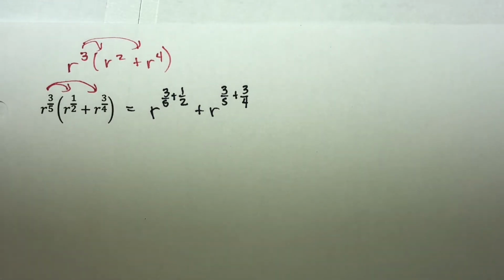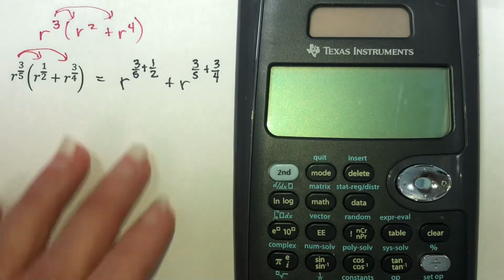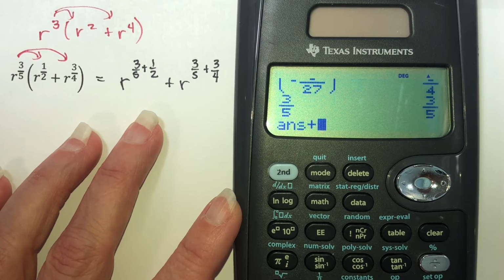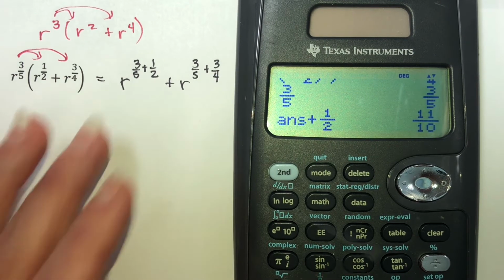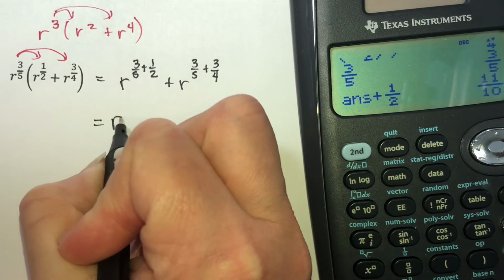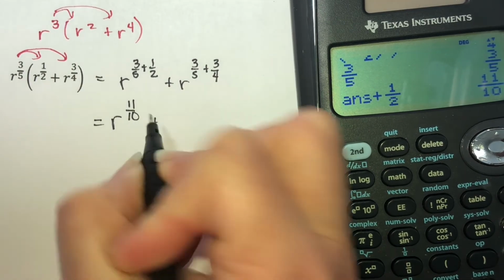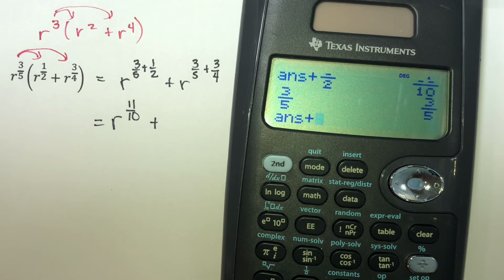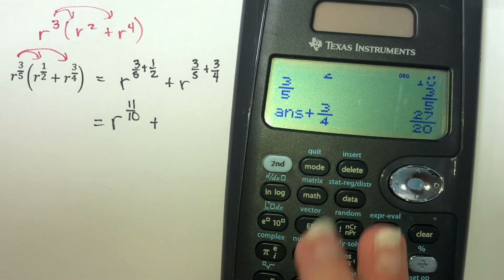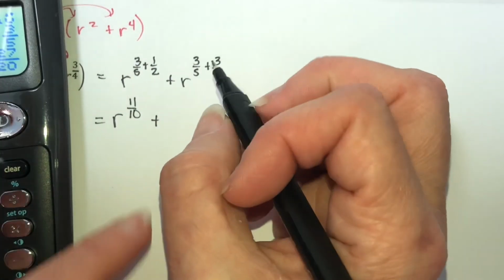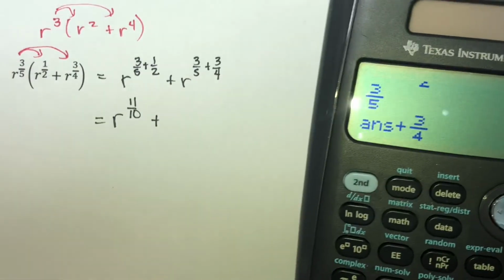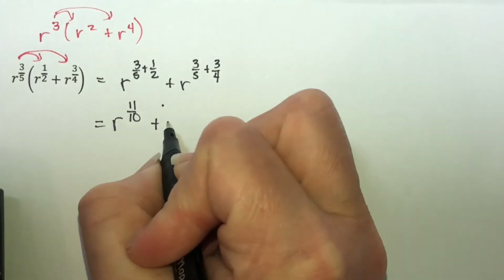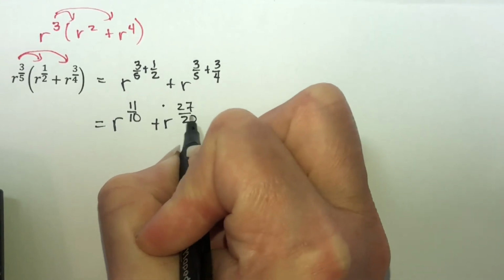Okay? Now you would need to get a common denominator and combine, or go ahead and use your calculators. 3/5 plus 1/2 is 11 over 10 plus 3/5 plus 3/4 is 27 over 20. Did I do that right? 3/5 plus 3/4. Okay, yeah, 27 over 20.